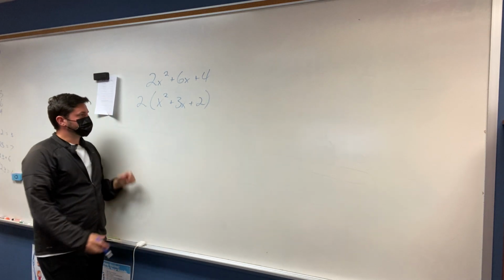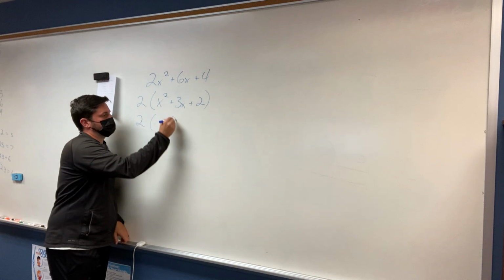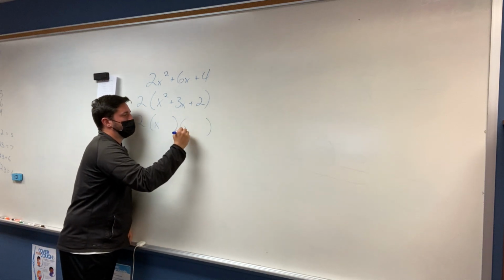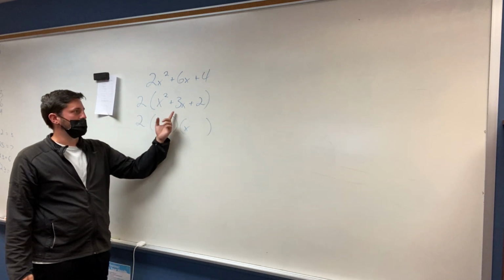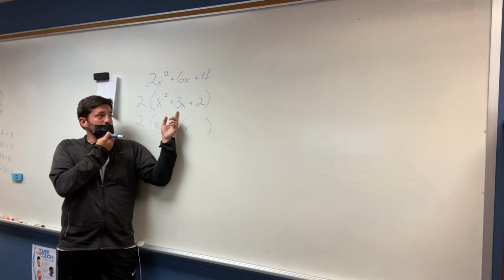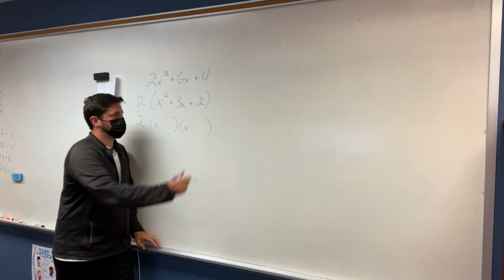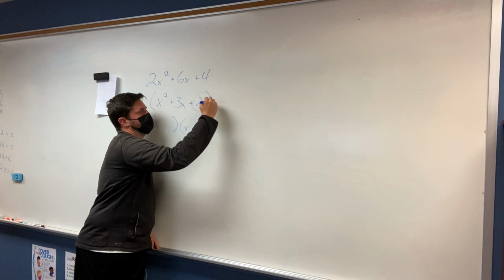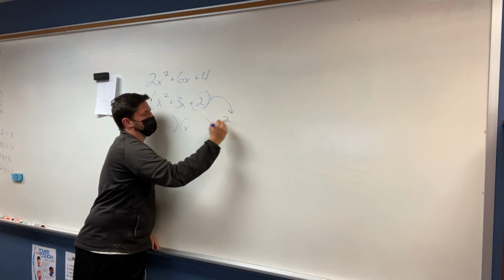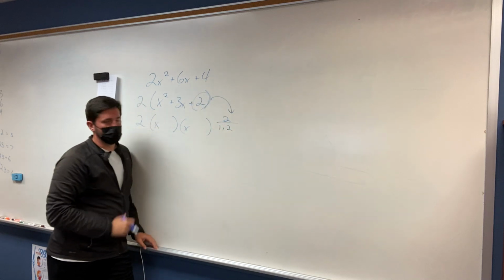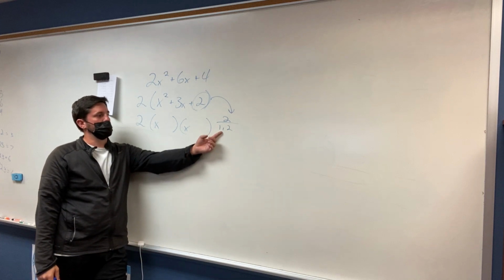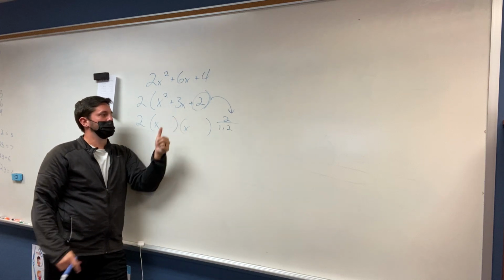Step 2 now is to actually factor. So I do my factor bundles, x and x. And now riddle time: adds to get 3, multiplies to get 2. So I always take this number and factor tree. 2, 1 times 2 is the only factor of 2. And sure enough, a 1 and a 2 can get a 3.